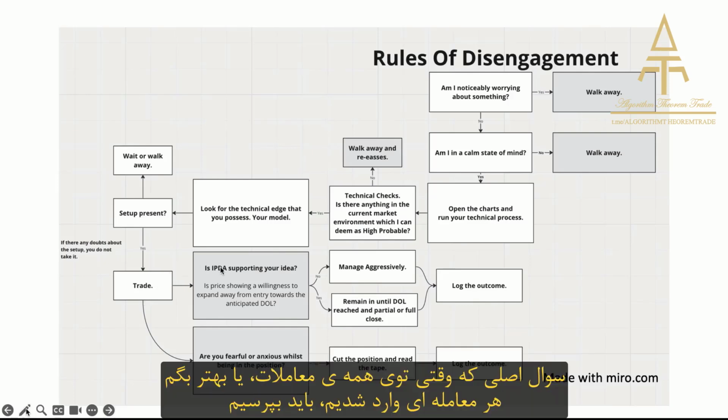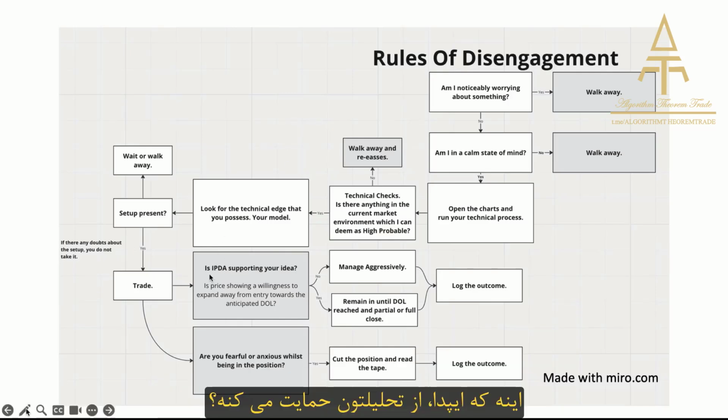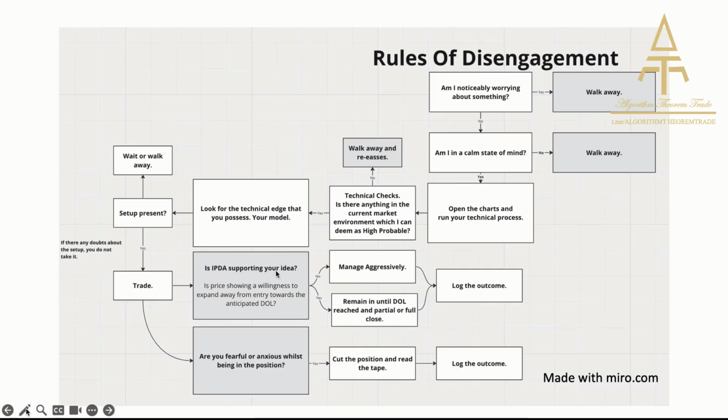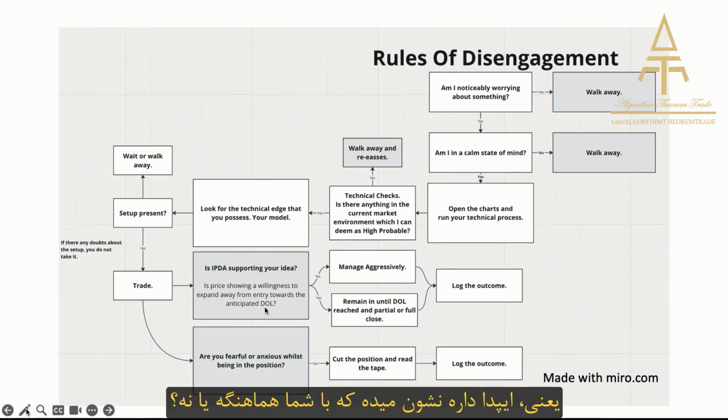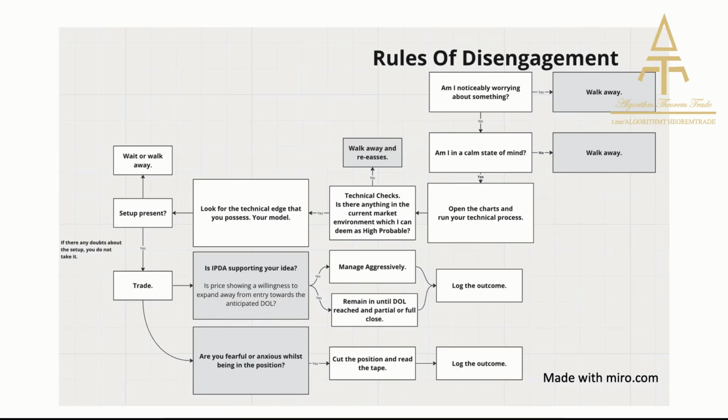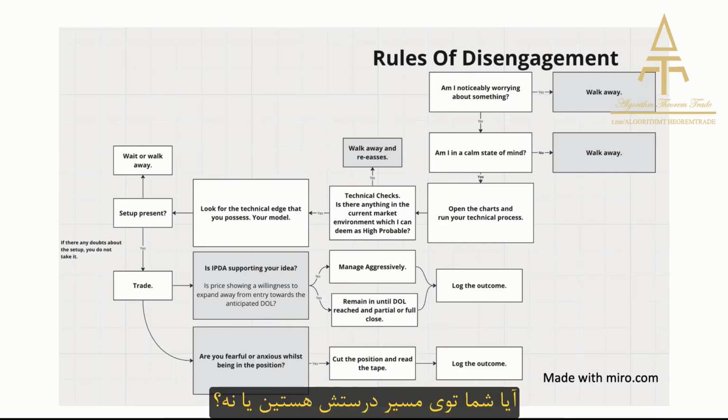The main question that we need to ask ourselves when being inside of every position, or any position I should say, is: is IBDA supporting your idea? Is price showing a willingness to expand away from your entry towards the anticipated draw on liquidity? Meaning, is IBDA showing to you that you are in sync, that you are on the right track?